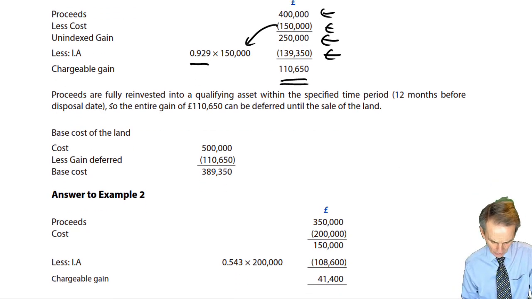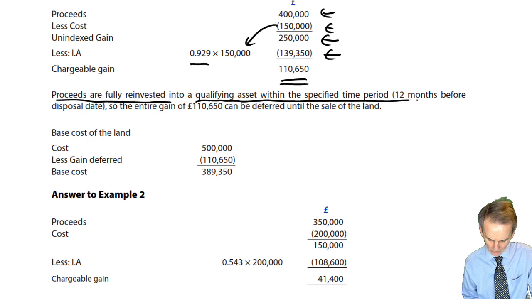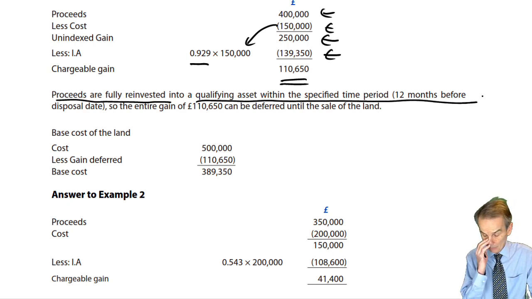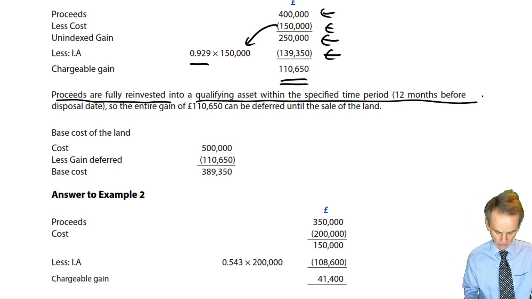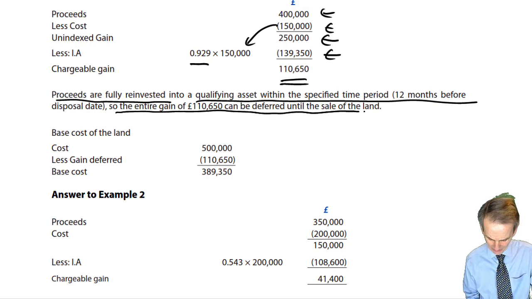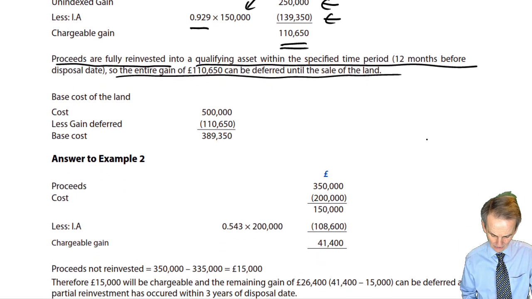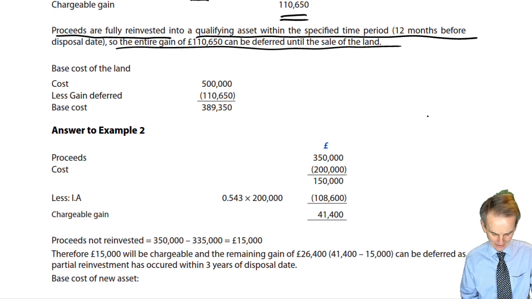In this first example, we had noted that the proceeds of the sale are fully reinvested into a qualifying asset within the specified time period, which here, of course, was the period before disposal, up to 12 months prior to the disposal date. So the entire gain of 110,650 can be deferred until the sale of that land.